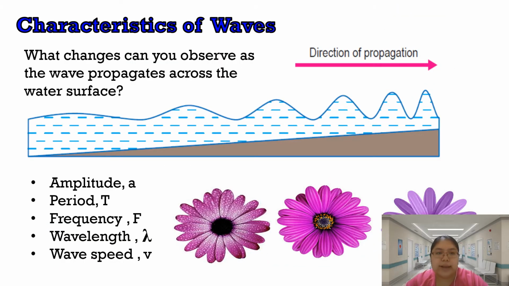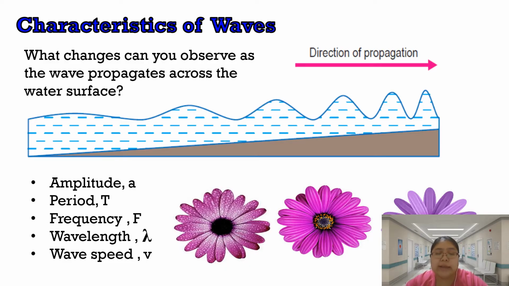Okay, let's see the characteristics of the wave. What changes can be observed? The wave propagates across the water surface. Can you find it? From the deep part, they go to the shallow part. Now the water wave also travels. This is the direction the water wave travels. What can you see is the difference?